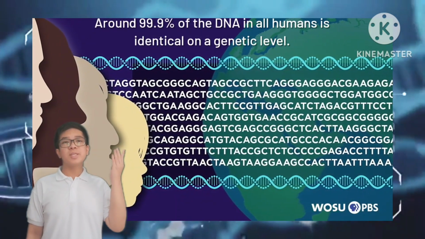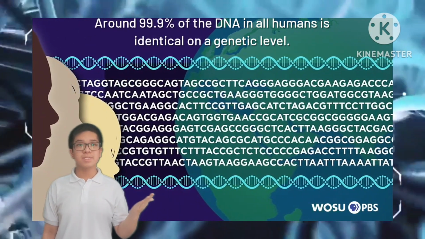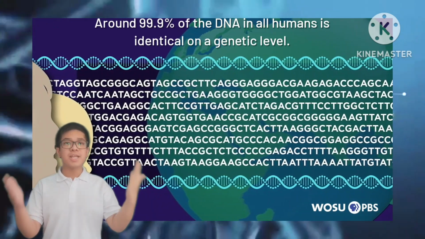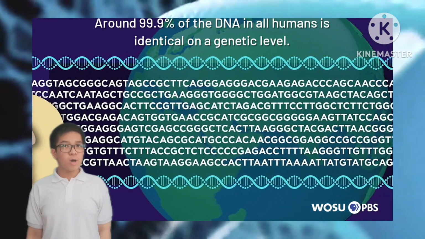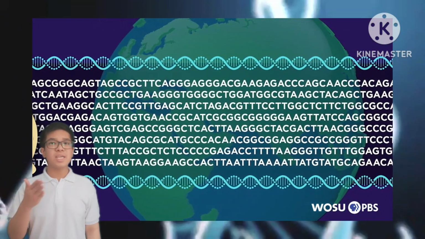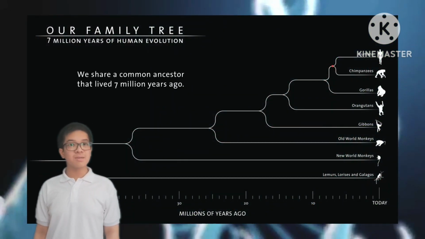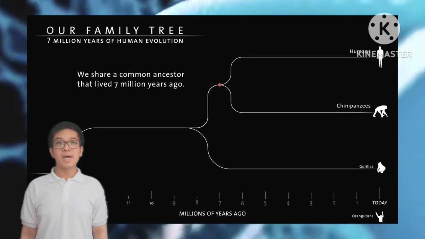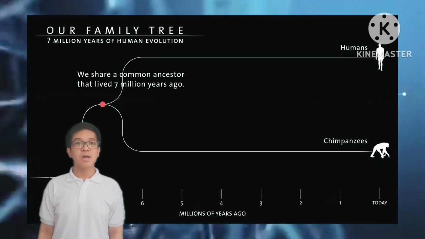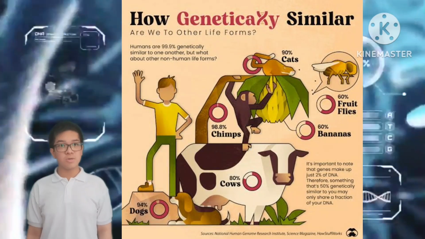Around 99.9% of the DNA in all humans is identical on a genetic level. That 0.1% difference makes us unique individuals. Chimpanzees are actually the closest genetic relatives of humans, similar by 98.8%. Other species are also linked to humans.